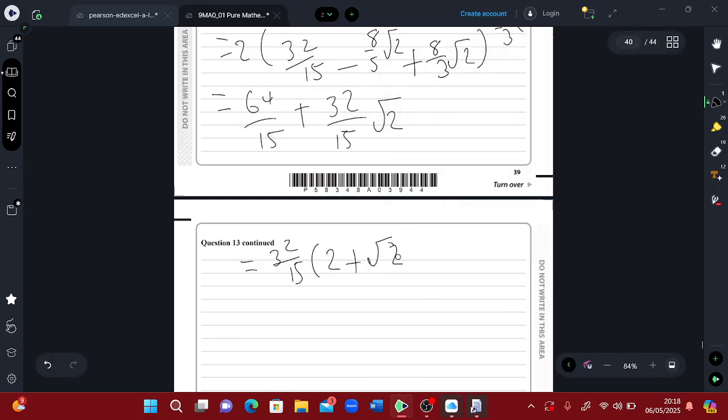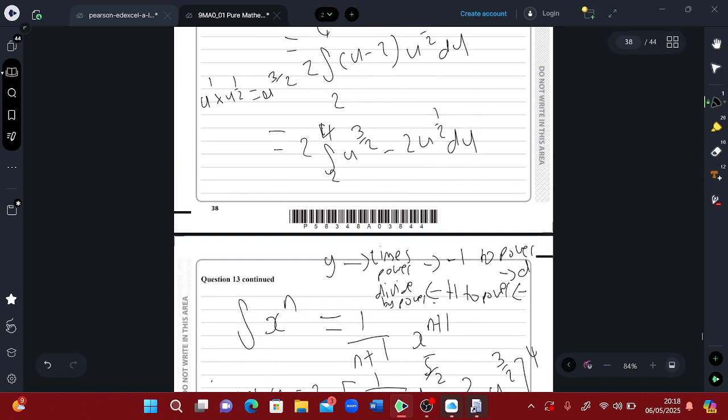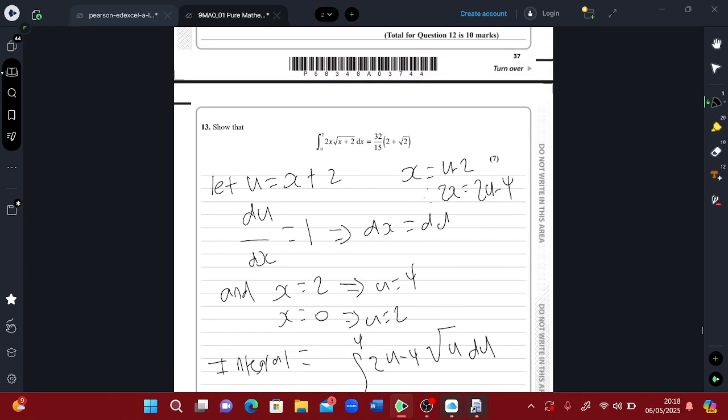Let me write the answer. This pen, well, it's not really the pen, I think it's just me. Let's get used to it. But yeah, that's the answer there. It should be 32 over 15, 2 plus root 2. Cool, and that's what they want there.